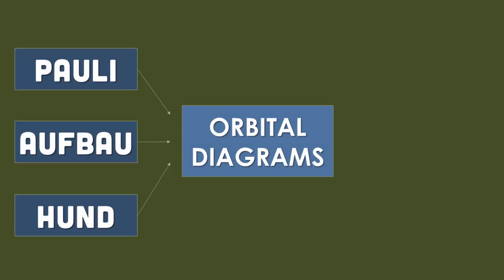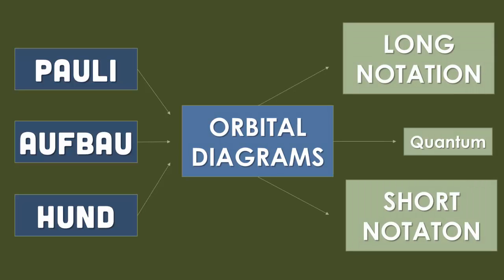Remember we were talking about Pauli, Aufbau, and Hund's rules in the last video. They all correlate with this orbital diagram that we discussed. And from there, we can create these long notations and short notations. And in a later video, we'll also discuss these quantum notations.